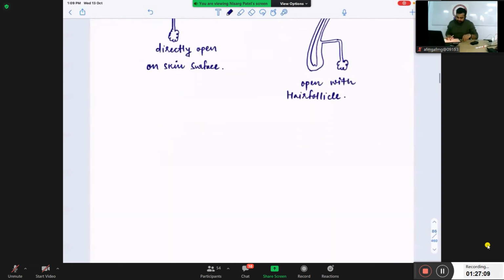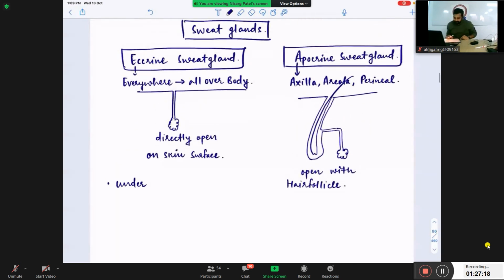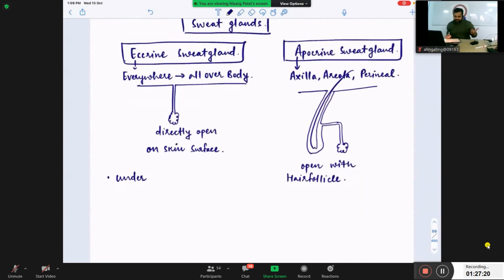Okay, we will write down a few points on the eccrine sweat gland. Apocrine, axilla and perineal area, when does hair come? Hair comes along with puberty. So because this gland is under the adrenergic control, along with the puberty you will see that there is an increase in the apocrine glands. So it is just to remember the location and the function of this gland.